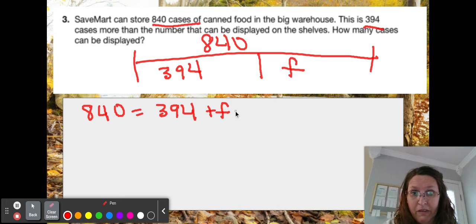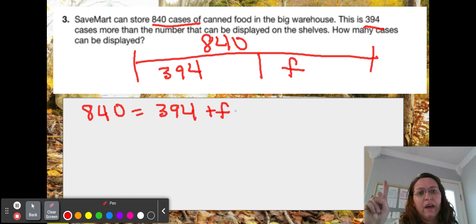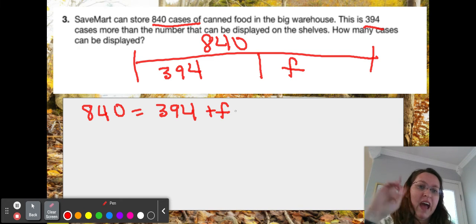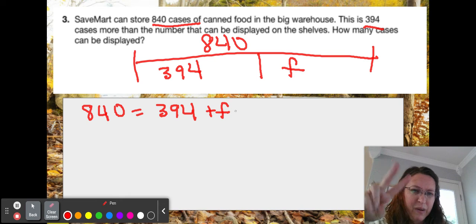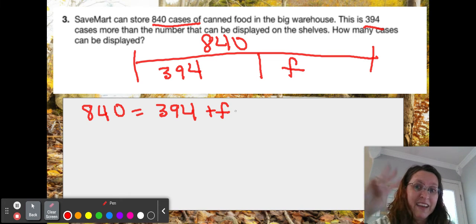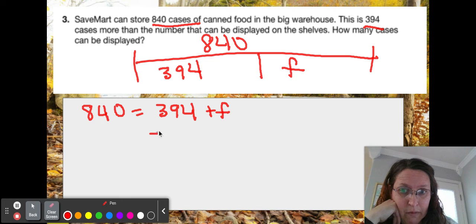Now I've got to isolate my variable. So my three questions, what is my variable? My variable is f. What are they doing to f? They're adding 394. How do I do the opposite? I subtract 394 from both sides.